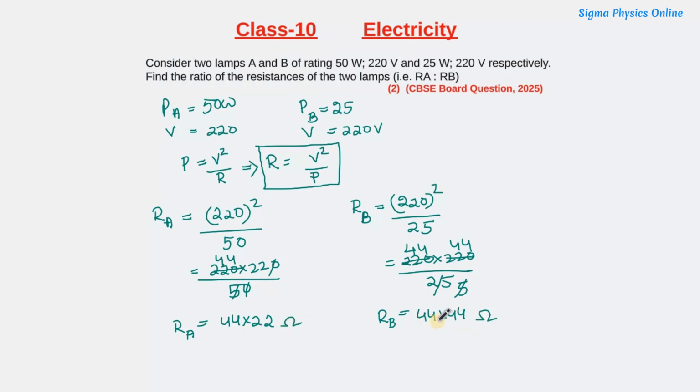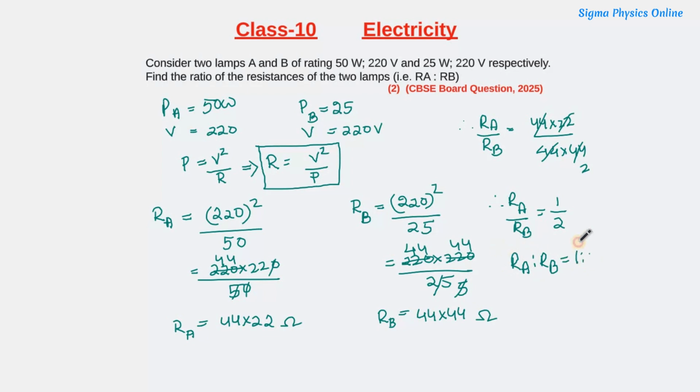Now we will not solve these numbers. We'll leave them like that because it will be easier for us to find out the ratio RA is to RB. Therefore RA by RB is 44 into 22 by 44 into 44. So this cancels, 22 by 44 is 1 by 2. Therefore RA by RB is 1 by 2. Hence RA is to RB is 1 is to 2.